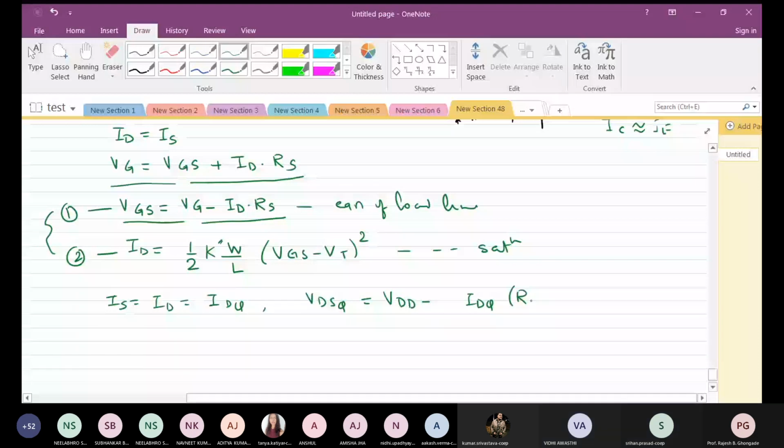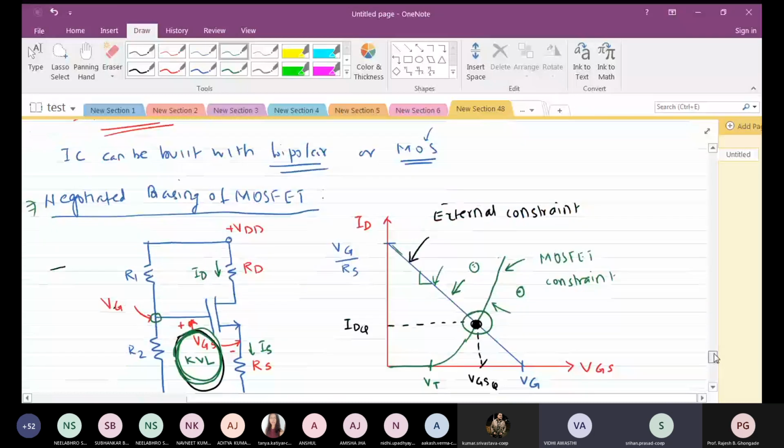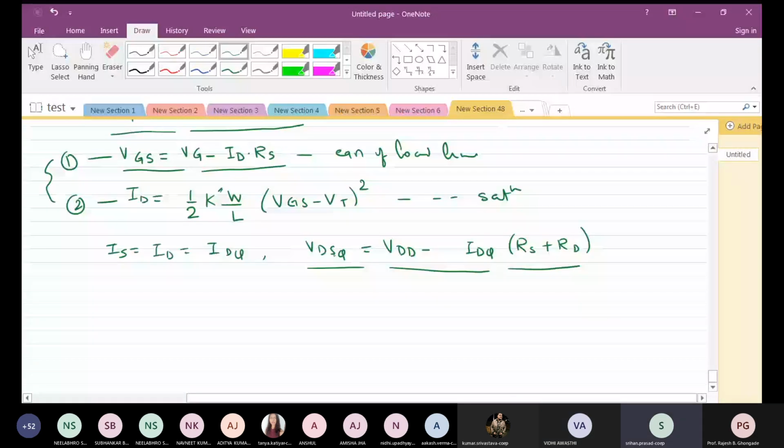Where do I get this equation from? Apply KVL on this output side of the transistor. VDD is equal to ID RD plus VDS plus ID into RS, because IS and ID are the same. From this I can find out VDSQ as VDD minus IDQ into (RS plus RD). That's all.